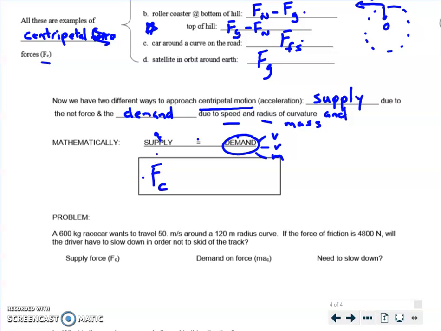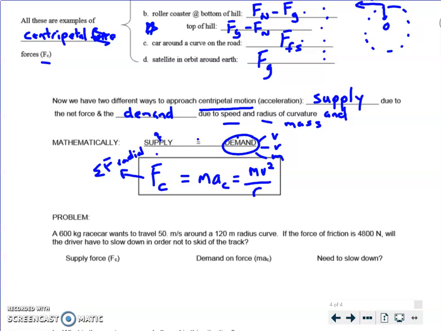And the centripetal force is the net force that is what we call radial. Radial means along the radius. Okay, so in the examples I did up here, these are all the supply forces. And then if we're going to just make it through the curve, then that supply is going to equal the demand. And the demand is nothing more than the application of the second law, the mass of the object multiplied by its centripetal acceleration. And the centripetal acceleration is v squared over r.